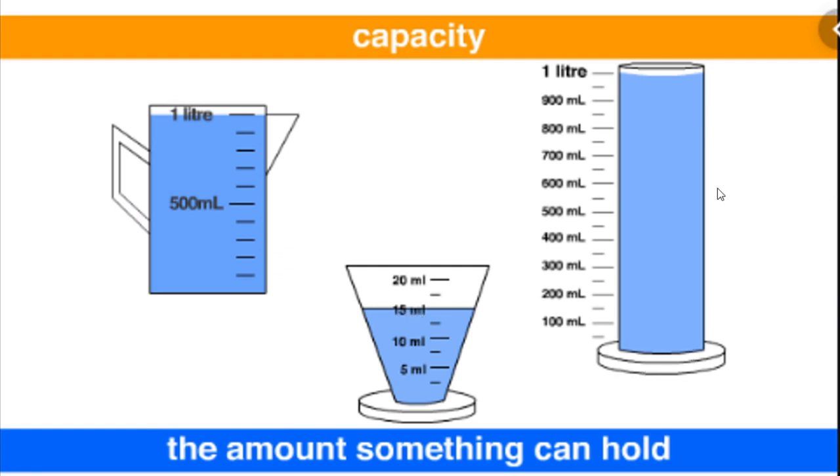Here also we can see the measuring jar or measuring cylinder of 1 liter. The capacity is 1 liter and the volume is also 1 liter. Isn't it? Here it is given 100 ml, 200 ml, 300 ml. These cylinders, measuring cylinders, we use in the laboratory to measure chemicals. Okay.